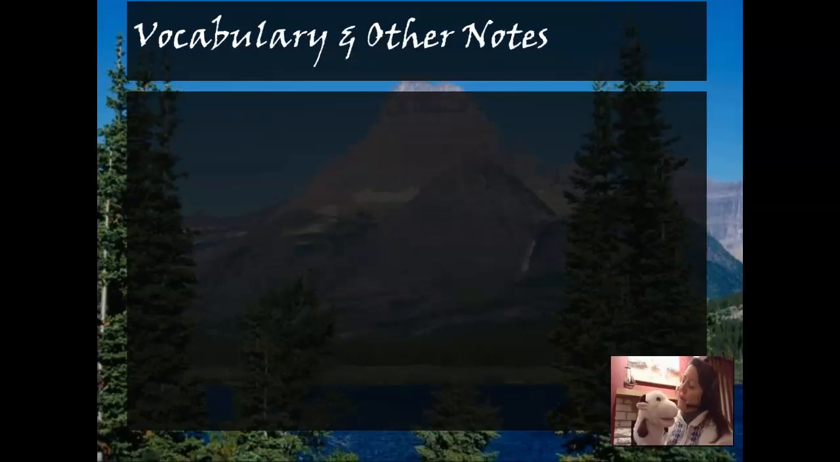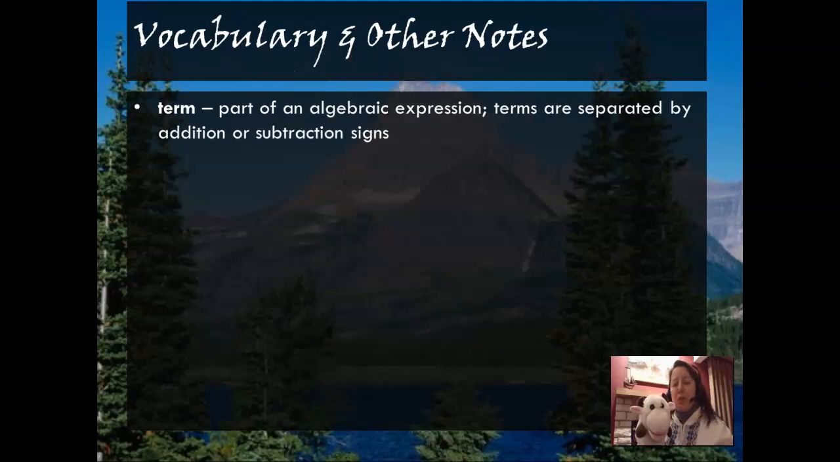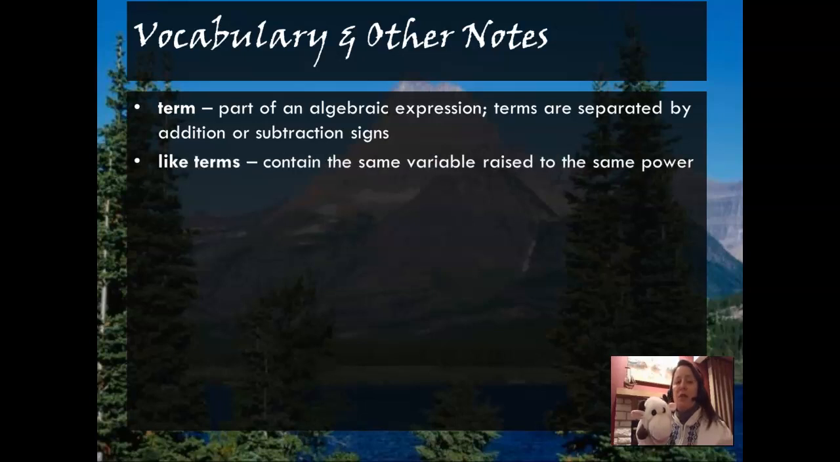We have a few vocabulary words today, Gottlieb. The first one is term. A term is a part of an algebraic expression. The terms of an algebraic expression are separated by addition or subtraction signs. Like terms contain the same variable raised to the same power. And to simplify expressions, we will be combining like terms.